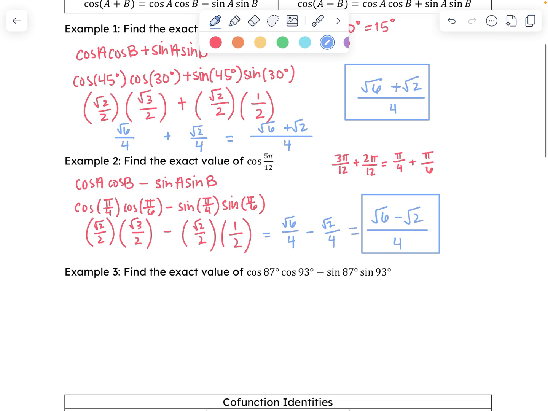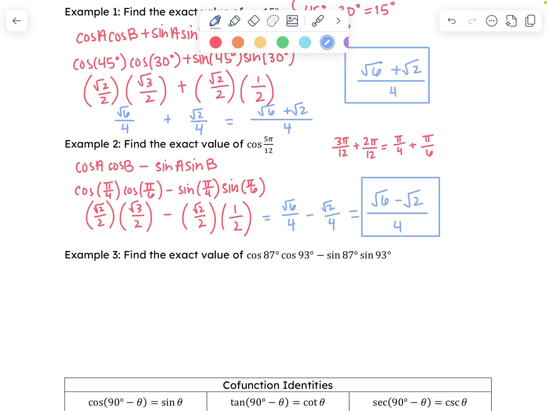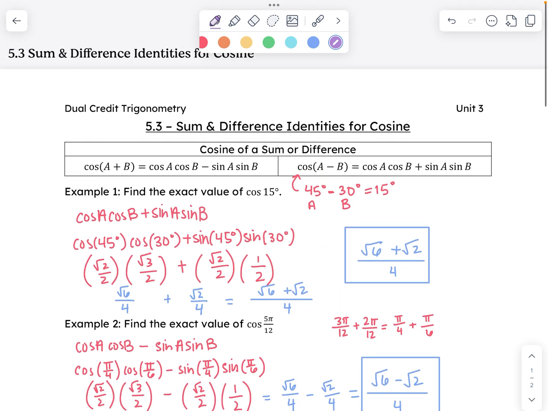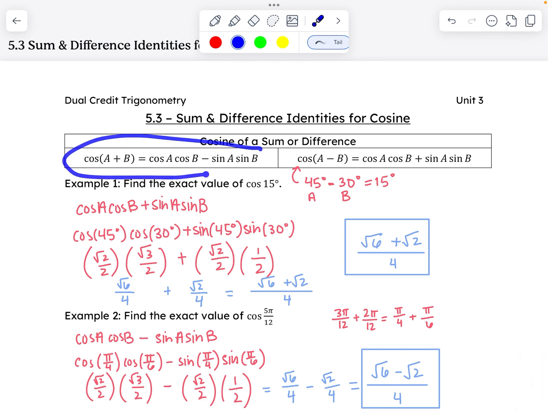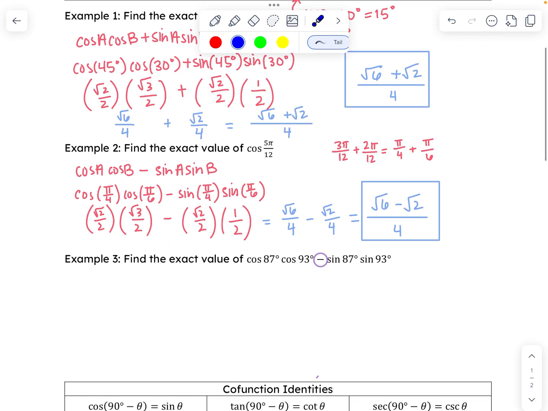If I look at example 3, this one's kind of going the other way around. It's already in that cosine times cosine minus sine times sine split-up version, and I need to go backwards and figure out if I'm using the sum, cosine of a plus b, or the difference, cosine of a minus b, and see if I can simplify it. So what I'm going to pay attention to is what's happening in between my two terms. Since I'm subtracting right here, that's going to match with my sum identity. So that means I have the cosine of a plus b.